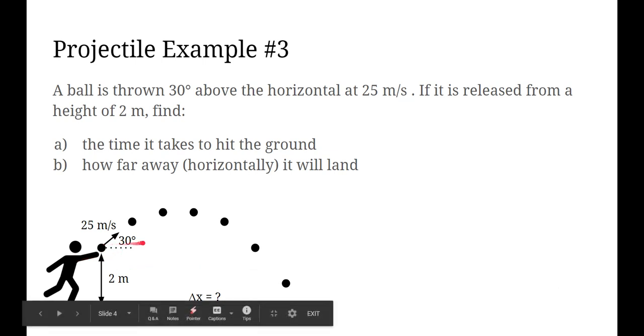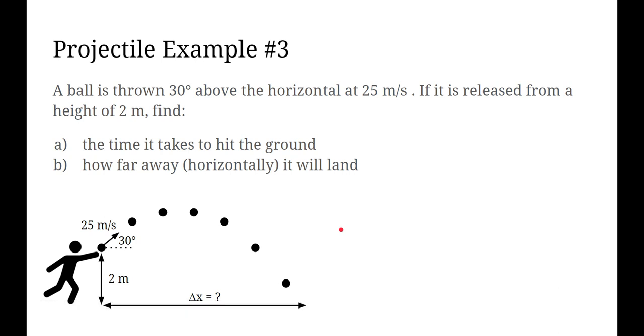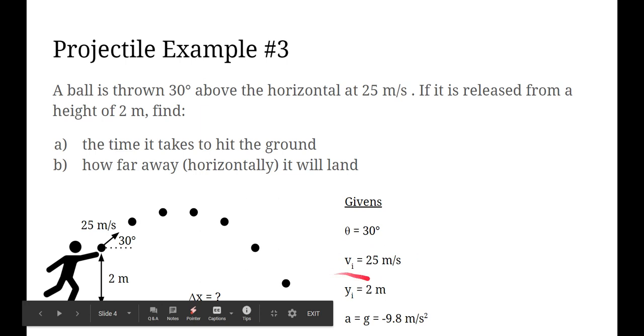Notice that we put a little dotted line here for the horizontal, which will help us to start picturing this initial velocity as a triangle, because if we picture it as a right triangle, then we'll be able to split it up into components using trigonometric ratios. The givens are the angle that it was thrown at, the total initial velocity, the height that it started at, and the acceleration due to gravity, which is negative 9.8 meters per second squared. And what we don't know is how long it will be in the air and how far away it will get.